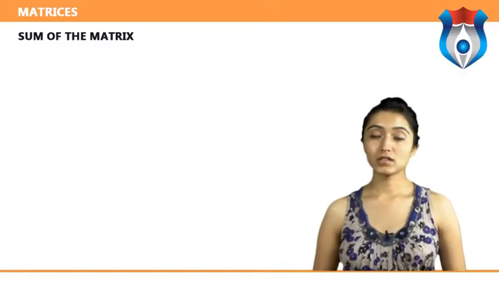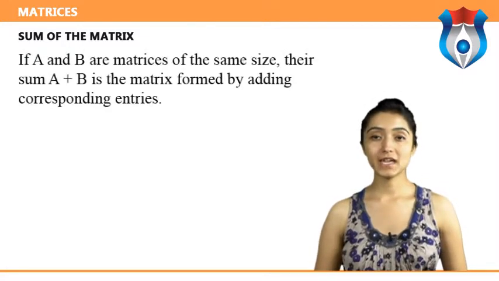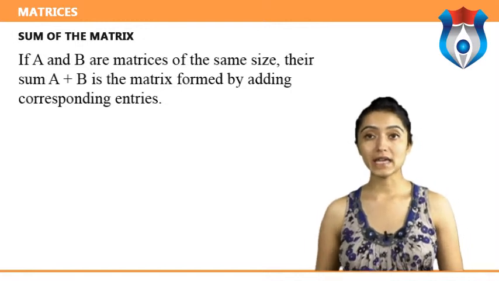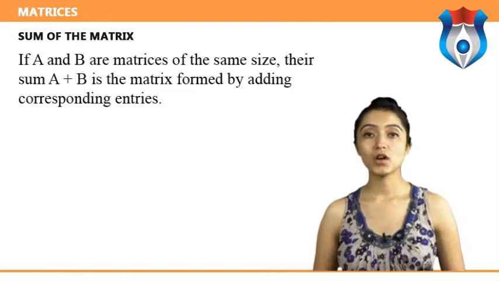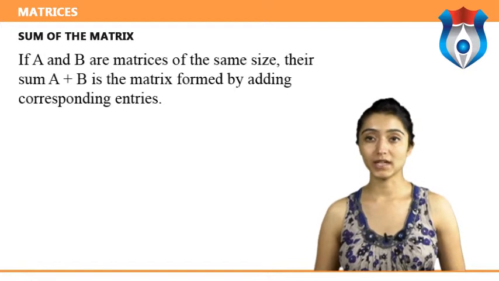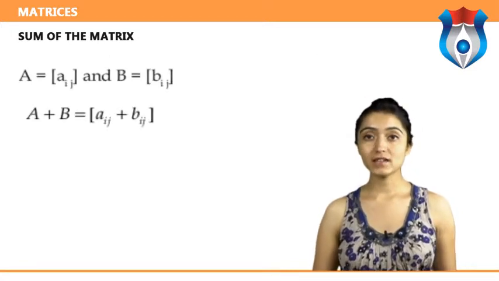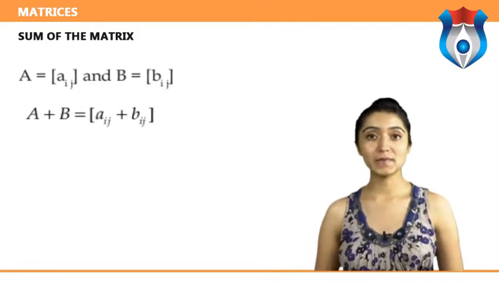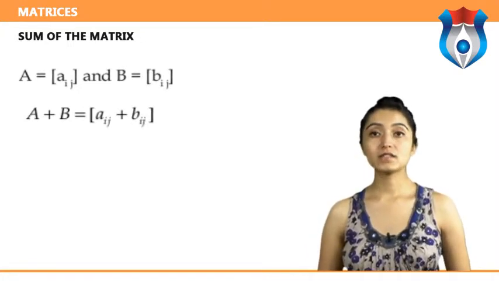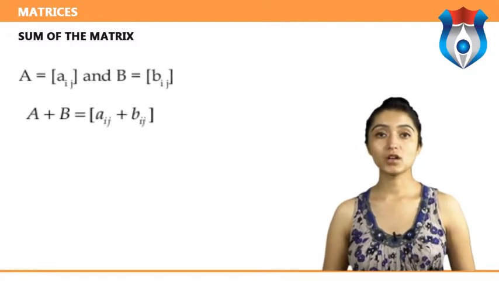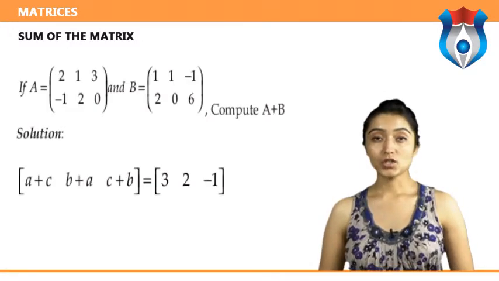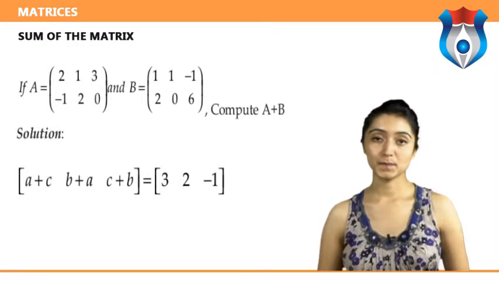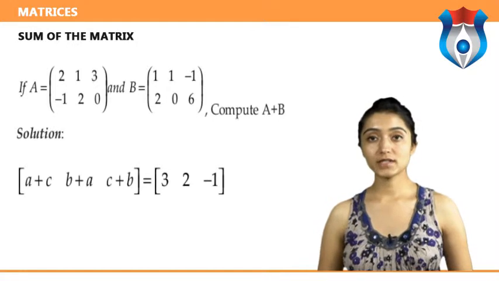Let us understand some matrix operations. If A and B are matrices of the same size, their sum A plus B is the matrix formed by adding corresponding entries. If A is equal to A of ij and B is equal to B of ij, then the sum of these two matrices is as shown on the screen. Note that addition is not defined for matrices of different sizes. See an example of matrix sum on the screen.